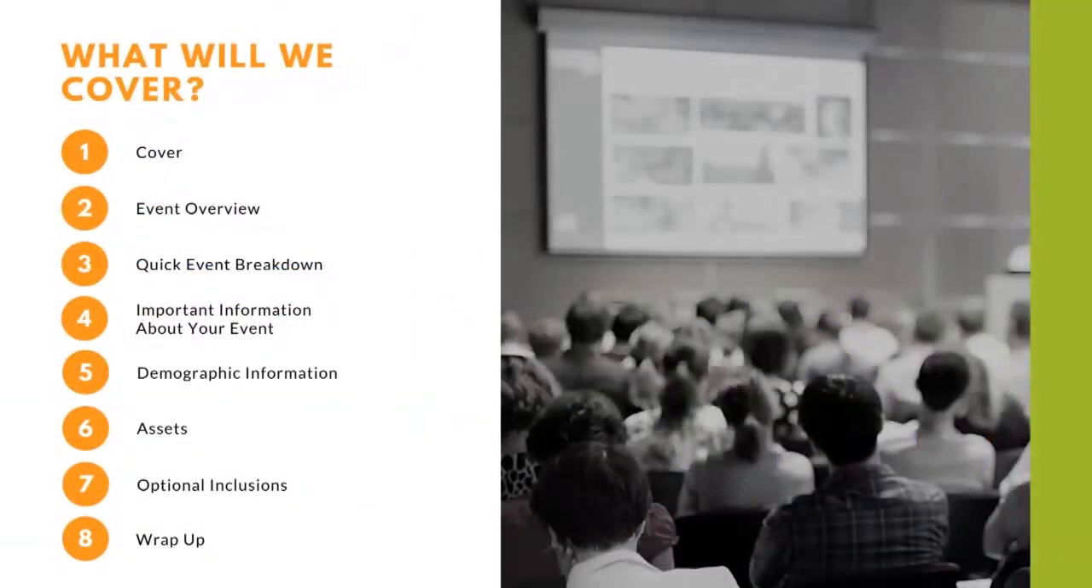Now, we have just walked through the whole process of creating your intro deck. So let's just overview it really quick. You're going to have your cover, then your event overview, then your quick event breakdown, then the important information about your event if you need it. You'll have your demographic information, your asset sheet, your optional inclusions if you need those, and then of course your wrap up or your back cover. So that should be everything, and hopefully it makes a lot of sense. It's very well laid out.